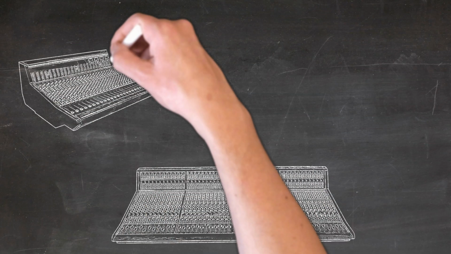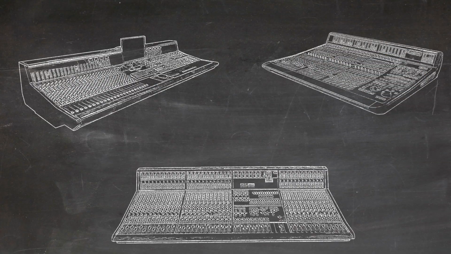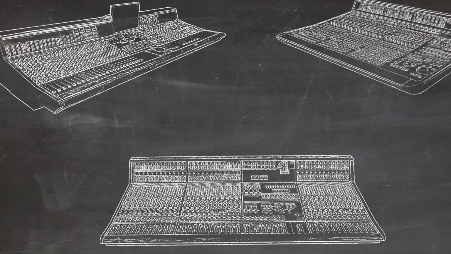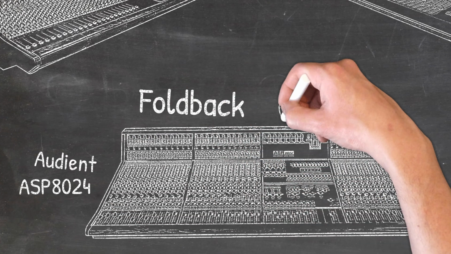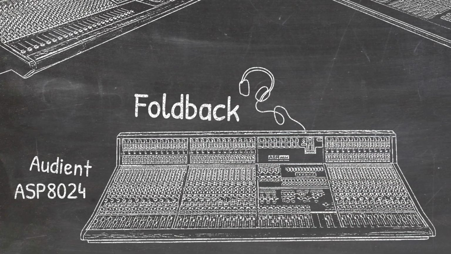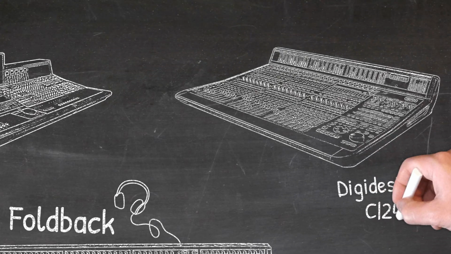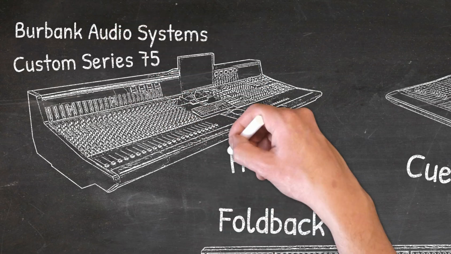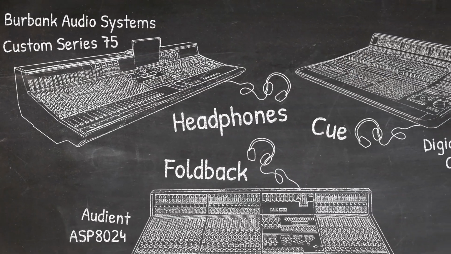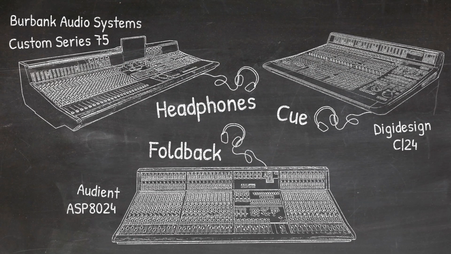It is important to be aware that there are several terms used for headphones depending upon the manufacturers. For example, the Audient ASP 8024 desks use foldback to describe the sends used for headphones. However, the DigiDesign C24 uses Q, and the Custom Series 75 uses the term headphones. These all mean the same thing.